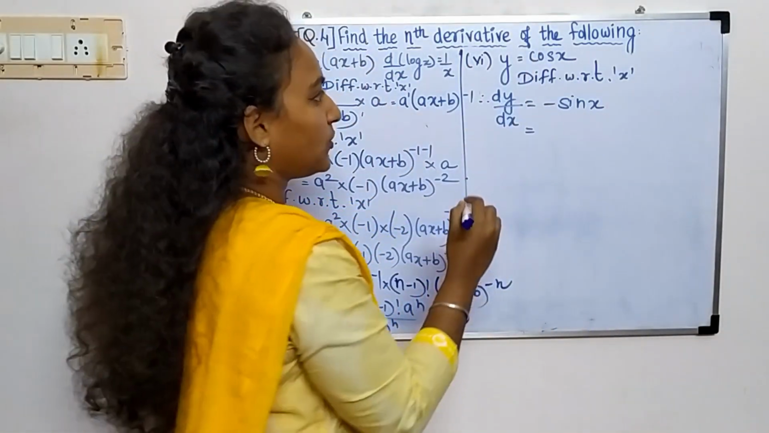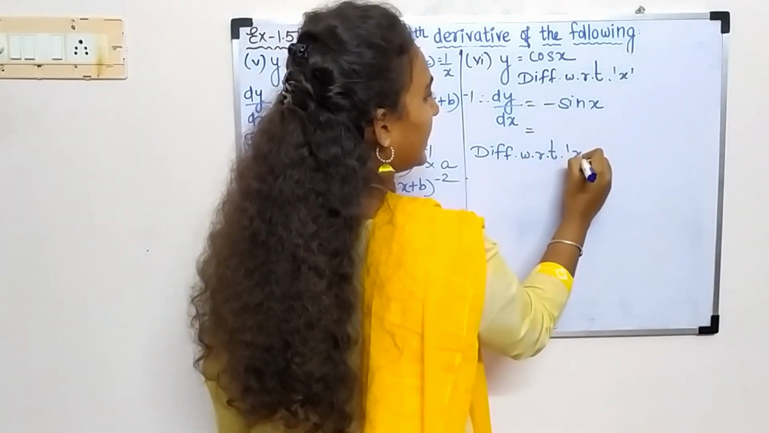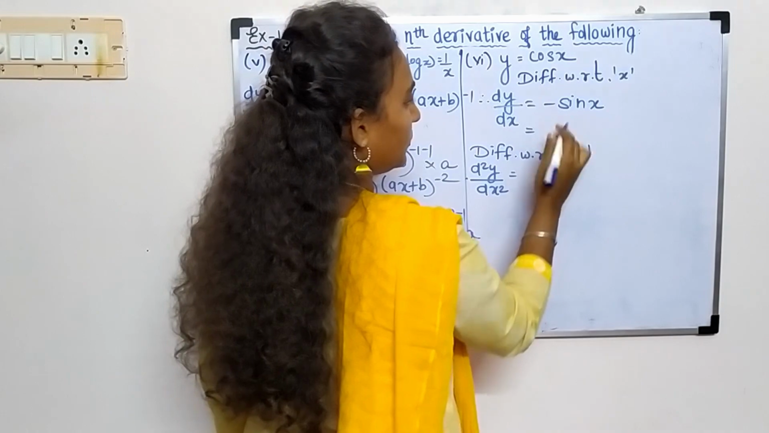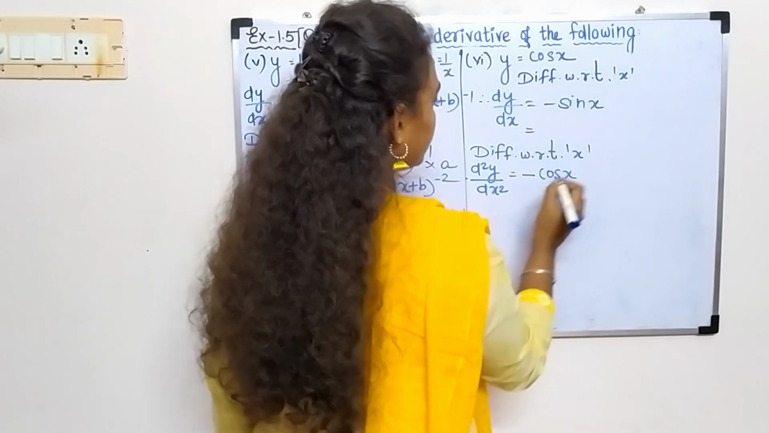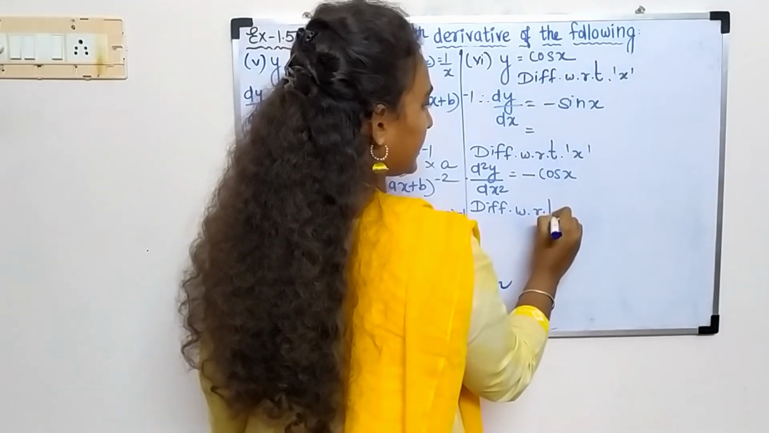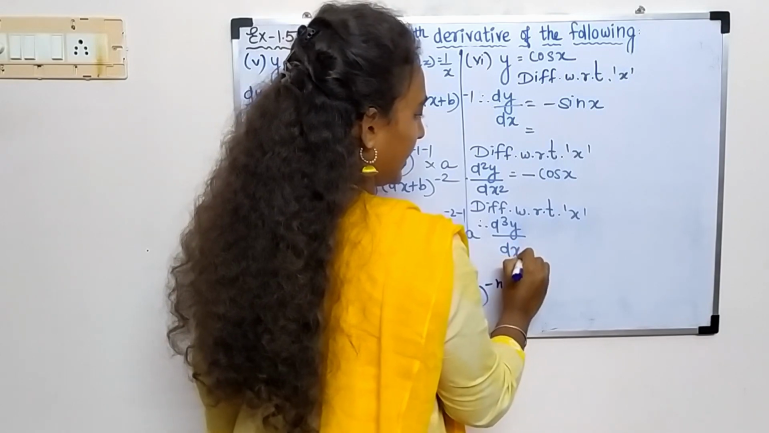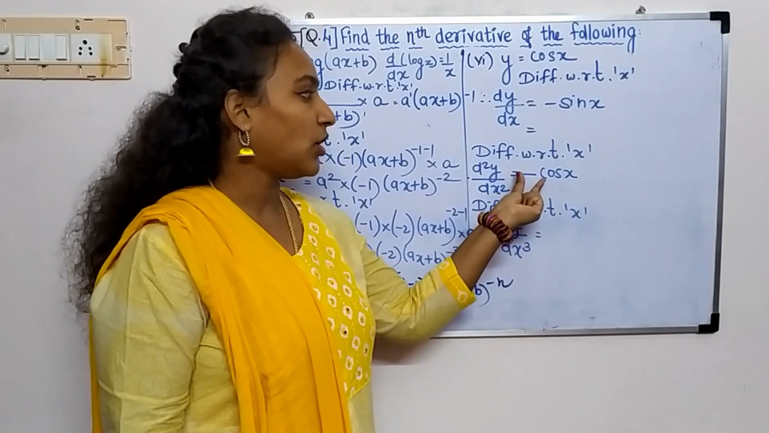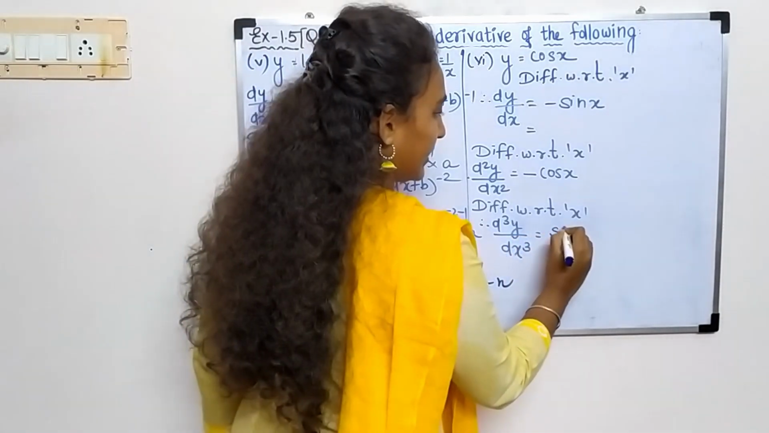Again differentiate with respect to x, so that we get d square y upon dx square, which is equal to minus, derivative of sin x is cos x. Then again differentiate with respect to x. Therefore d cube y upon dx cube is equal to, the derivative of cos x is minus sin x. Already we have a minus, so minus into minus will become plus. So this is sin x.